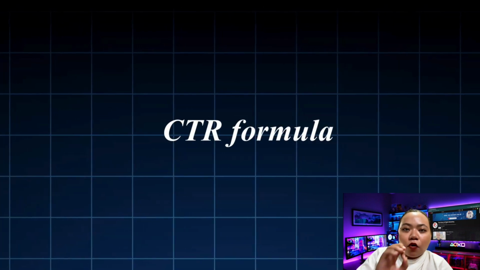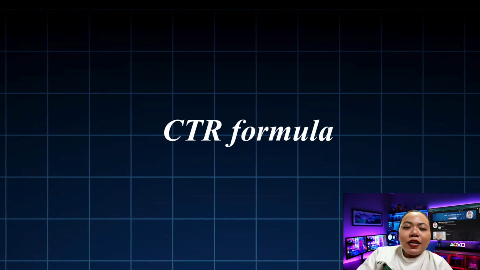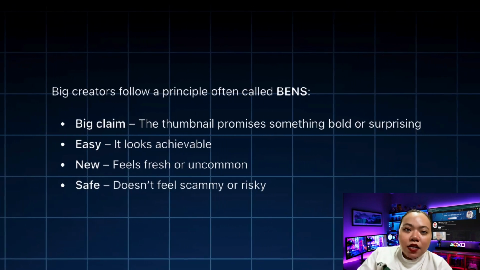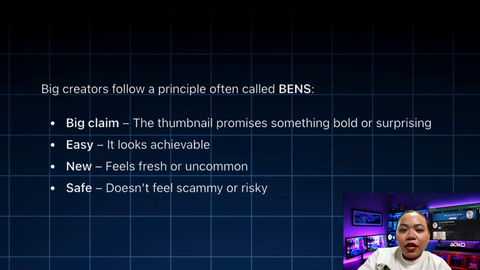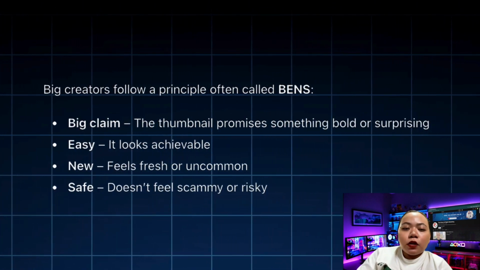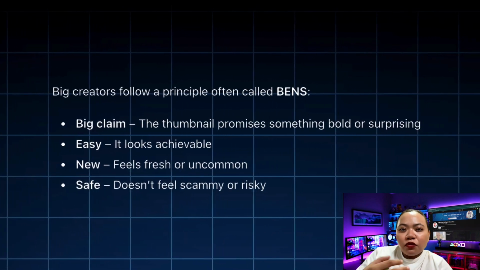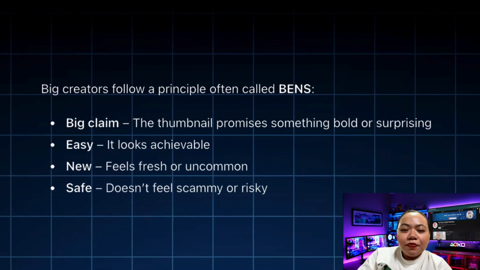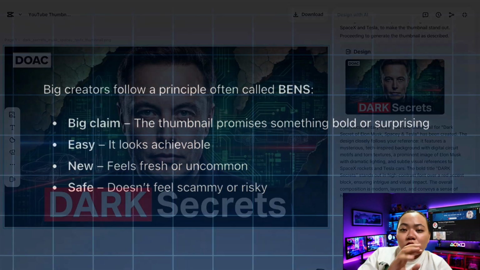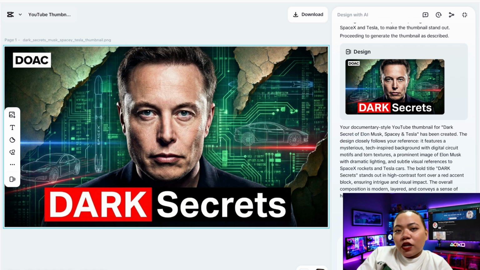Now let's cover the CTR formula behind all viral thumbnails. Big creators follow a principle often called BENS. So, B is for big claim, the thumbnail promises something bold or surprising. E is for easy, it looks achievable. N is for new, so it feels fresh or uncommon. And S is for safe, it doesn't feel scammy or risky. When your thumbnail and title work together using this formula, clicks skyrocket. This is why some videos explode while others don't, even with similar content. So when you design your next thumbnail, don't just think visually, think psychologically and ask yourself, would you click this?